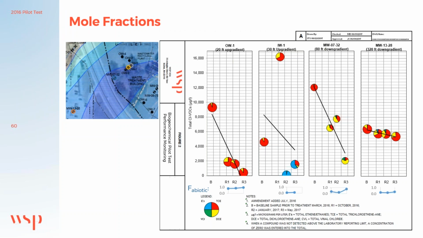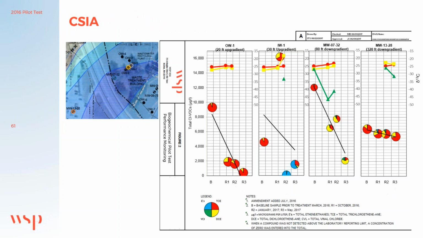In this slide, CSIA data is plotted. Note that round 3 performance data is not included. The results are not in yet. The CSIA data gets a bit trickier to interpret than usual because back diffusion can mask isotopic enrichment. Nevertheless, there is isotopic enrichment of TCE in MW7 and in MW13, and DCE in IW1 and MW7.